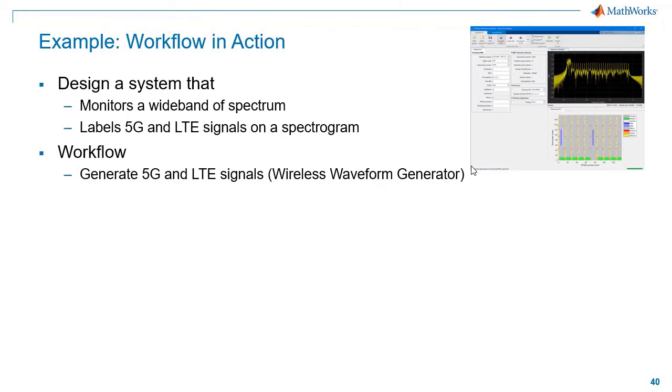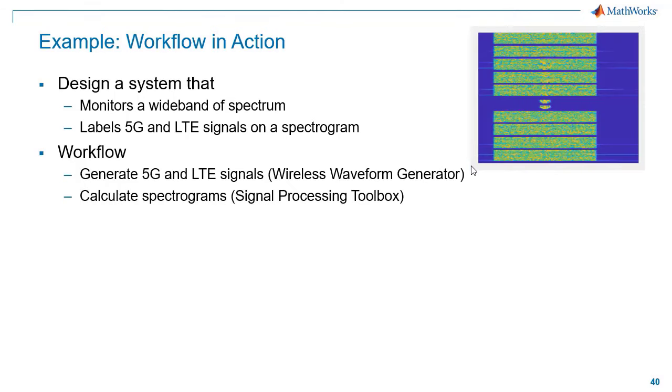What's the workflow? The workflow is generate 5G and LTE signals using that wireless waveform generator app I told you about. That app enables you to generate a vast amount of data because every parameter can be modified. Those modified parameters can be put into a script. You can write for loops to go through all possible combinations and generate a lot of 5G and LTE class of data.